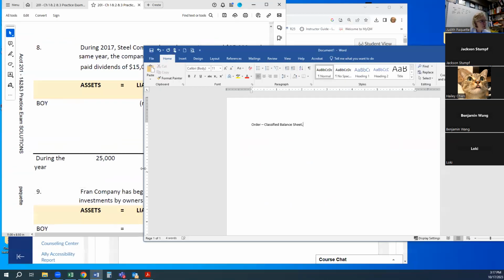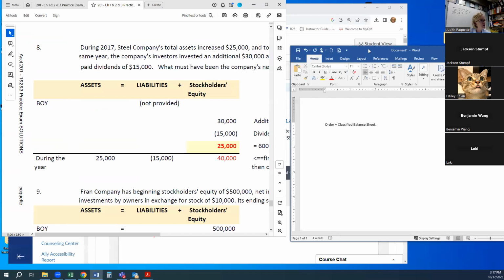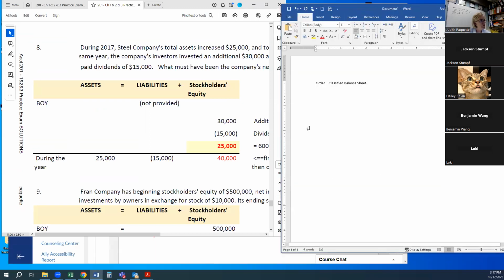Can you see both screens? Or just one screen? Yeah, we can see both. All right.